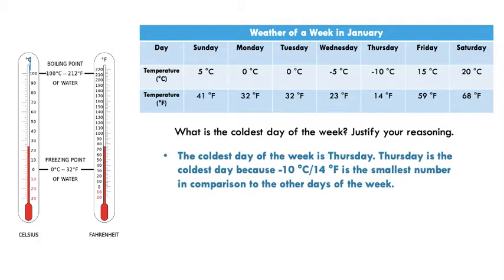Justify your reasoning. So if we look at all the weekdays, we know that the coldest day of the week is Thursday, because if we look at Thursday, you'll notice that in both Celsius and Fahrenheit, -10 is the smallest integer between 5, 0, -5, 15, and 20. And 14 degrees Fahrenheit is the smallest integer between 41, 32, 23, 59, and 68.